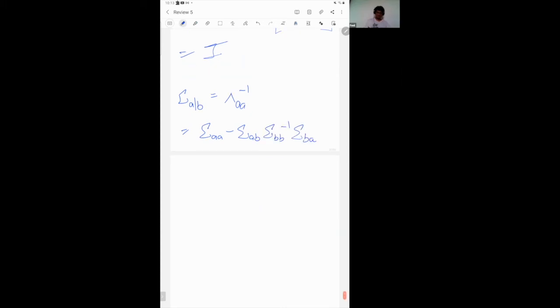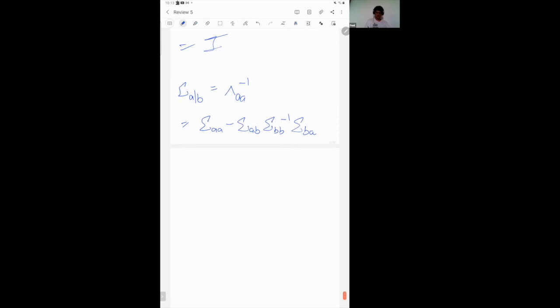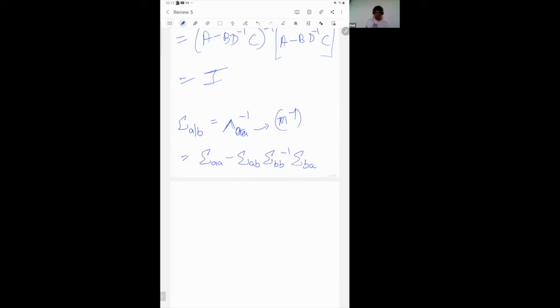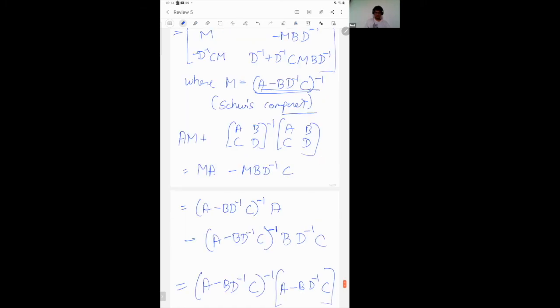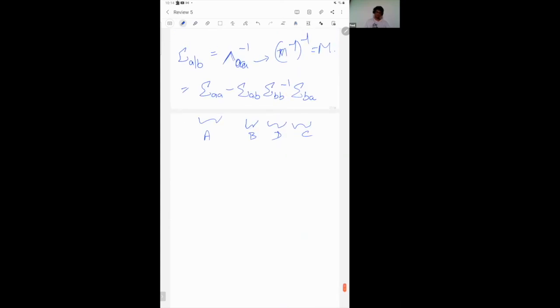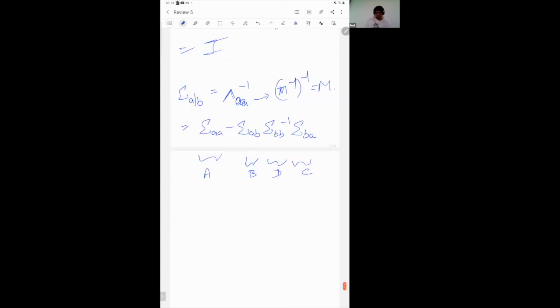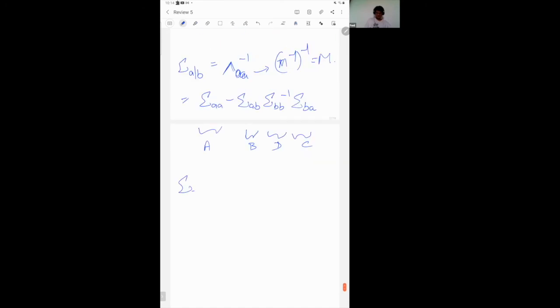Because sigma a is just m inverse, and the inverse of that is just m, and m is a Schur component, which is a minus b d inverse c, where this is a, this is b, this is d, this is c. So if we are given b, then sigma a given b is sigma a minus sigma ab, and then mu a given b is simply mu a.